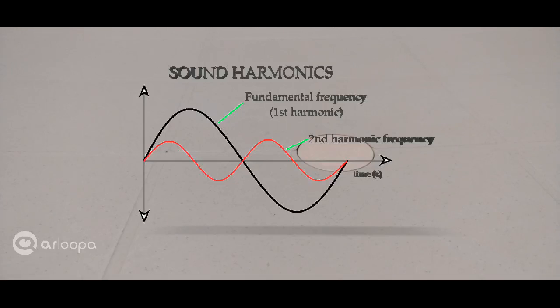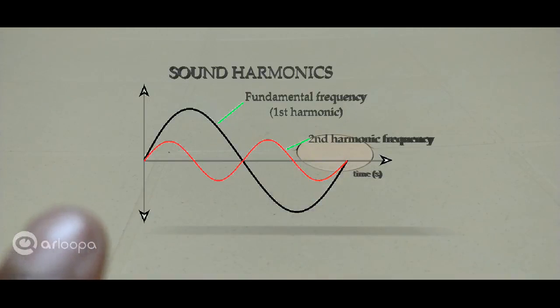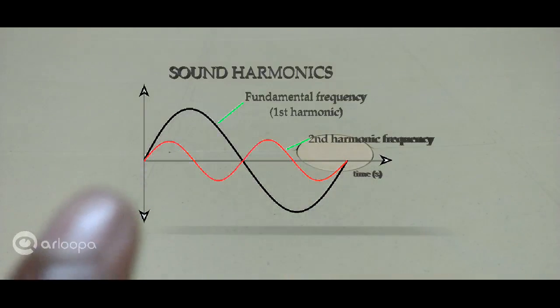Harmonics may sometimes be referred to as overtones, but they're not literally the same thing. In this example, the black wave is the fundamental frequency or the first harmonic. The red wave has a frequency twice that of the fundamental and is referred to as the second harmonic frequency. If there is a third wave with a frequency three times that of the fundamental, obviously it's going to be called the third harmonic.